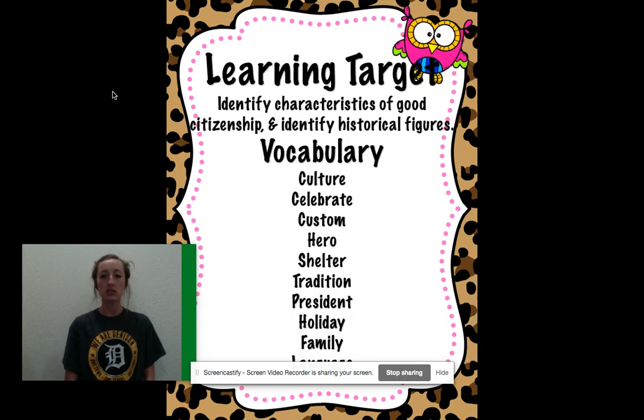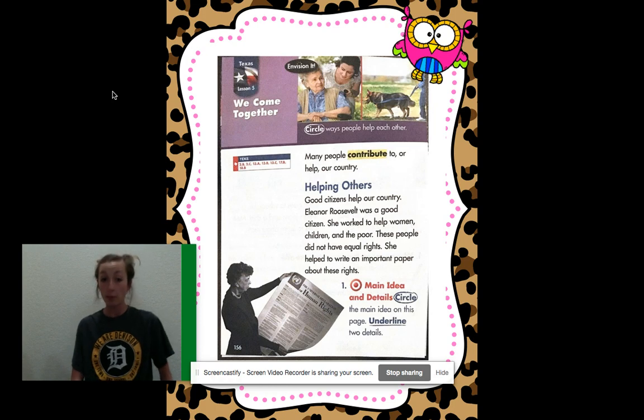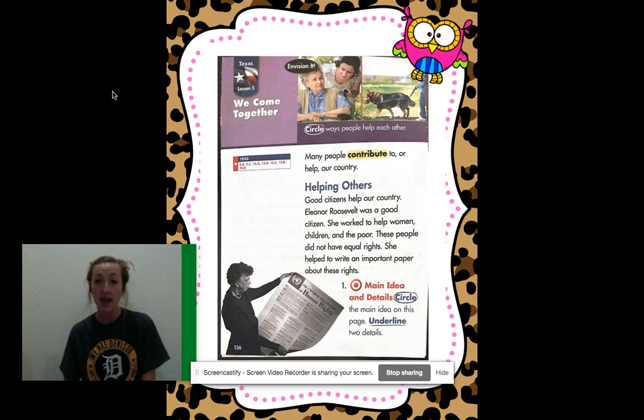Okay, so our learning target is identify characteristics of good citizenship and identify historical figures. Again, I've listed your vocabulary words. Pay attention to those yellow words in the lesson. Okay, we come together. So at the very top, it says envision it. Circle ways that people help each other. So you're going to look at the two pictures that they give you above, and circle the ways that people are helping each other in those two pictures.